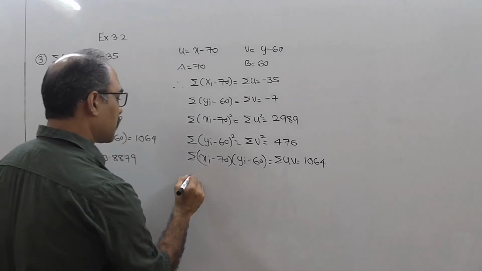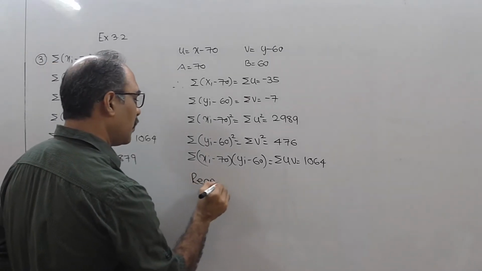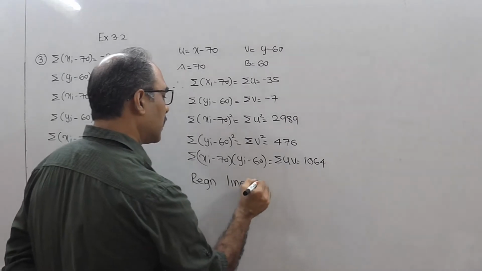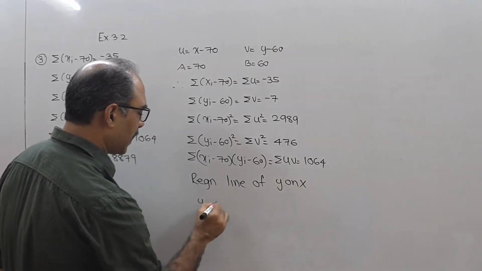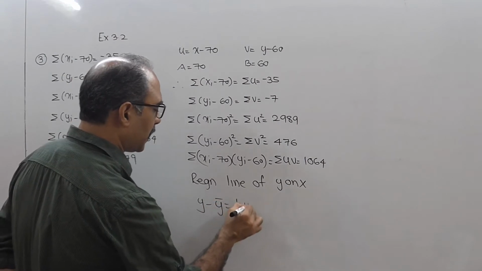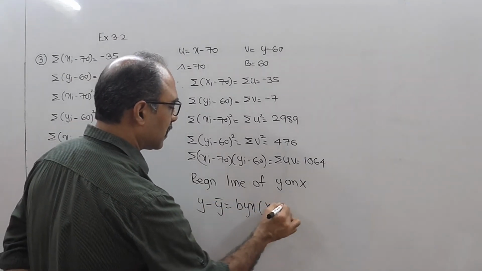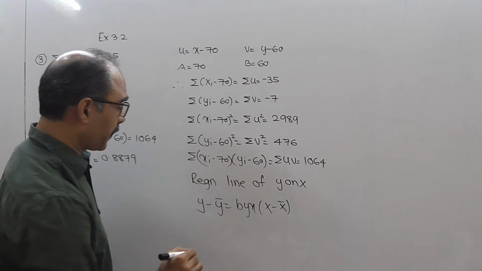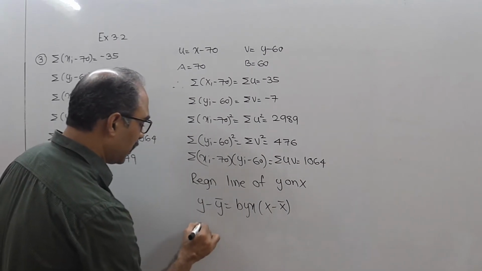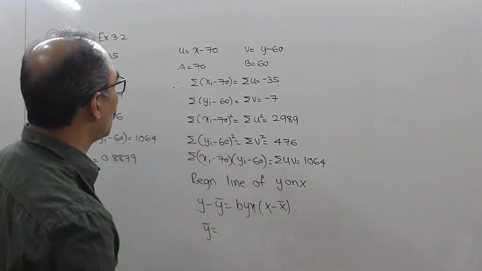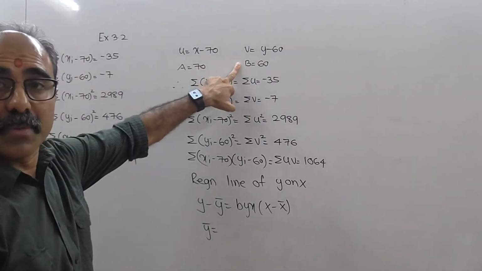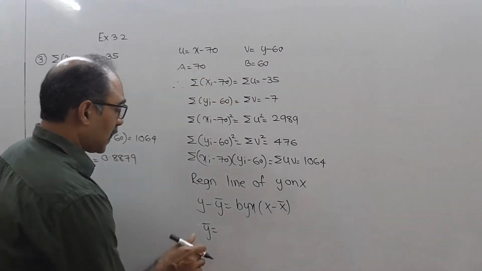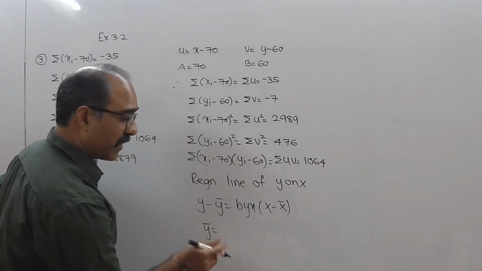Got it? The first question is you have to find the regression line of y on x. तो फॉर्मूला क्या रहेगा y on x का? y minus y bar d by x minus x bar. So what is the value for y bar? Don't say it is 60 because it is the assumed mean. तो कैसा करेगा? Y bar is not given.